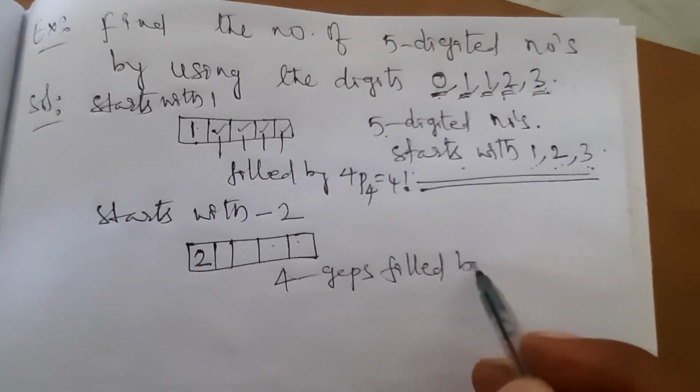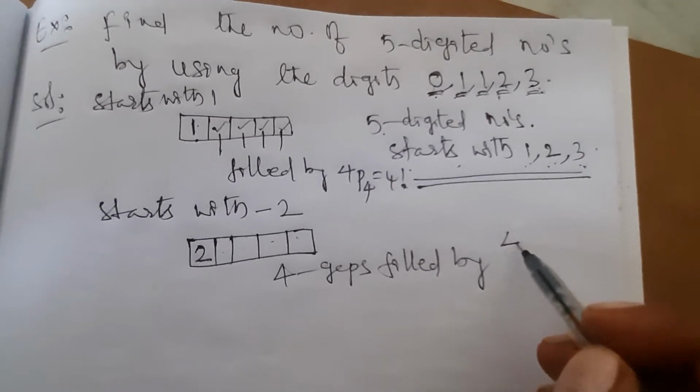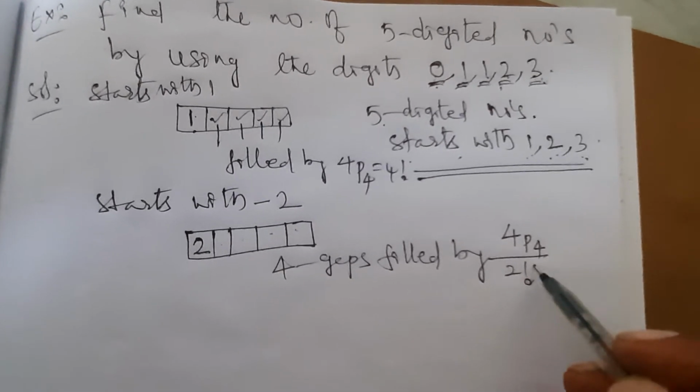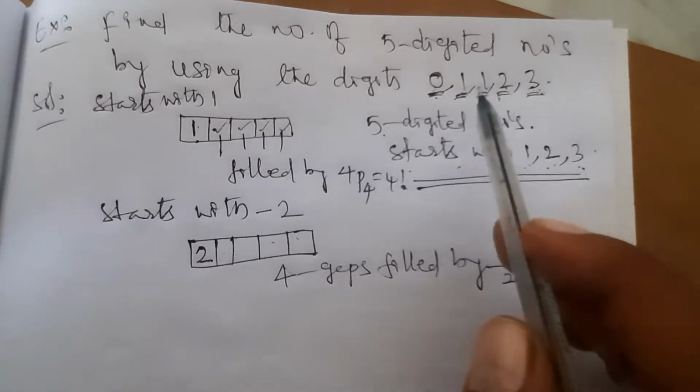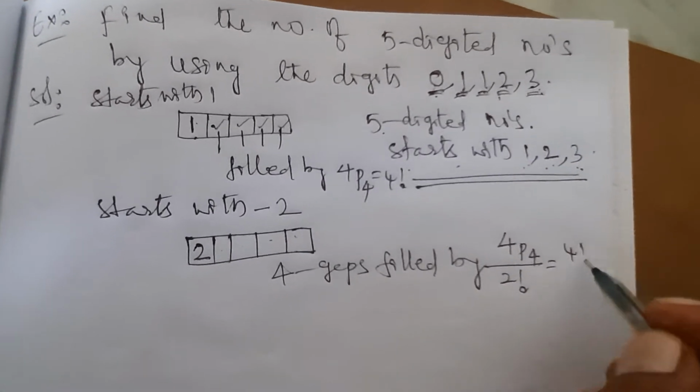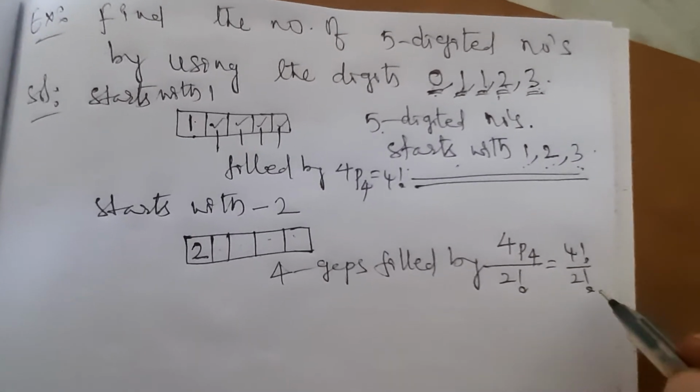are filled in how many ways? 4 gaps filled by 4P4 by 2 factorial. Why have I taken 2 factorial here? Since 2 ones are there, similar things. So this equals 4 factorial by 2 factorial.